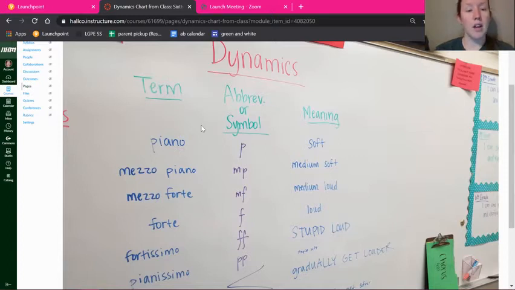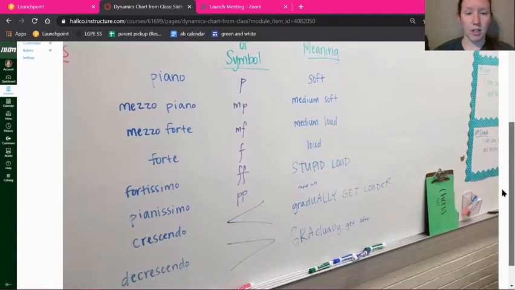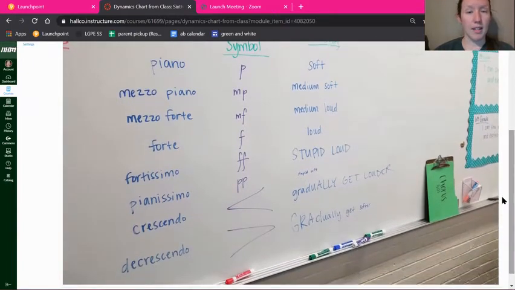To the left, I have the term, which means the Italian word that symbol corresponds with. And then to the right here, you can see where I've got the meaning in English. So you have the symbol, what it means in Italian, and then what it's actually telling you to do. So we're going to go down this list of dynamics and talk about what each of these symbols mean in Italian and in English. So we're going to start with the letter P.